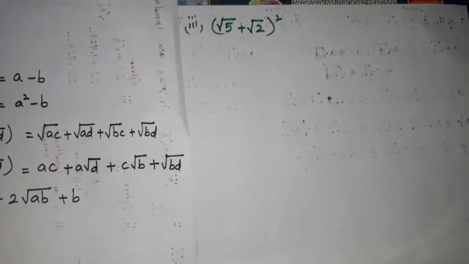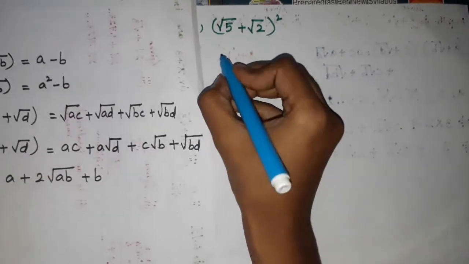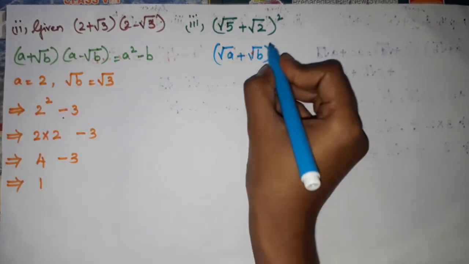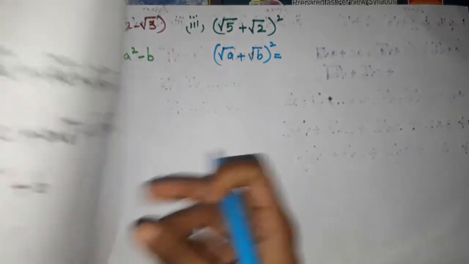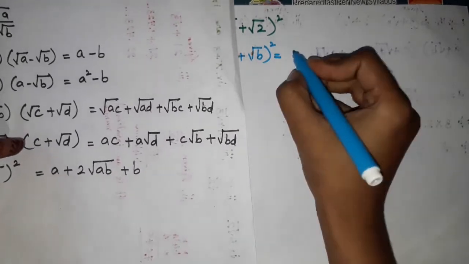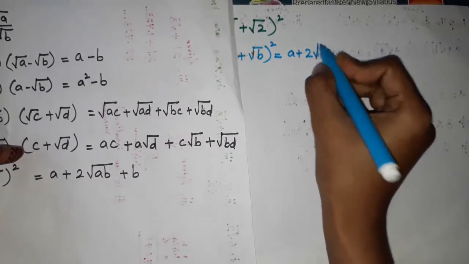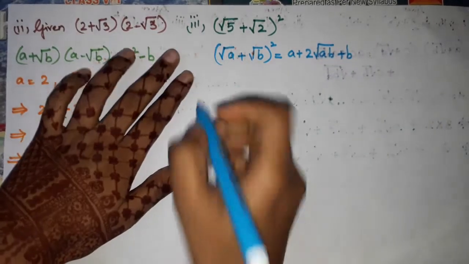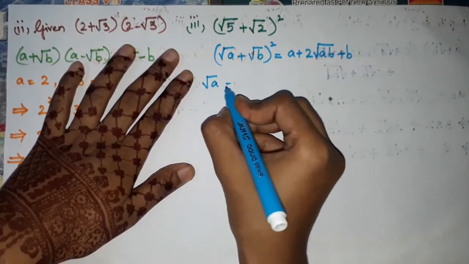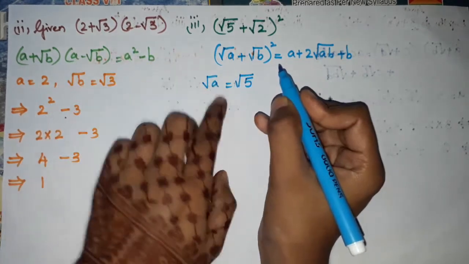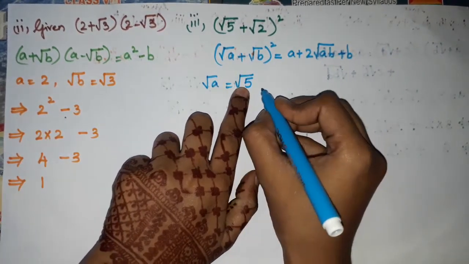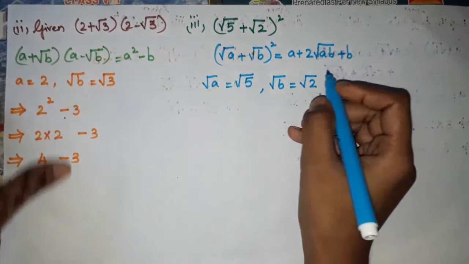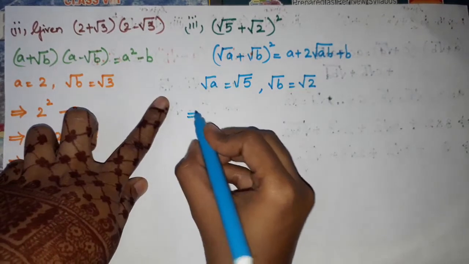Now see here, root a plus root b whole square is equal to what? a plus 2 root ab plus b. Now what is a here? Root a is equal to root 5, so a is nothing but 5. Now root b is equal to what? Root 2. Now we are going to solve it.